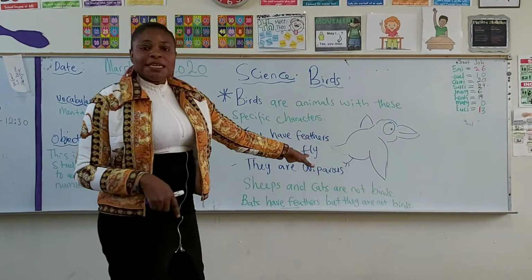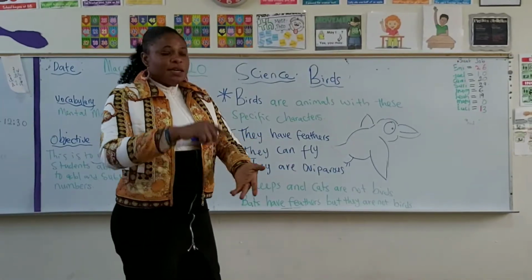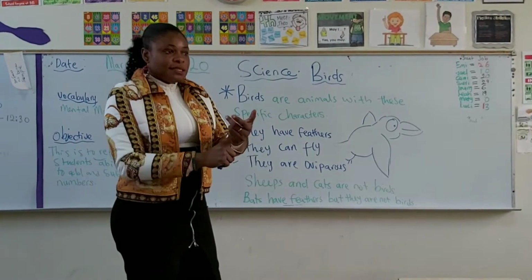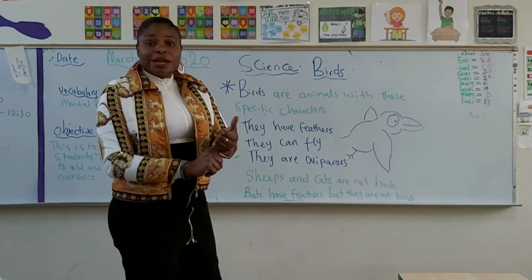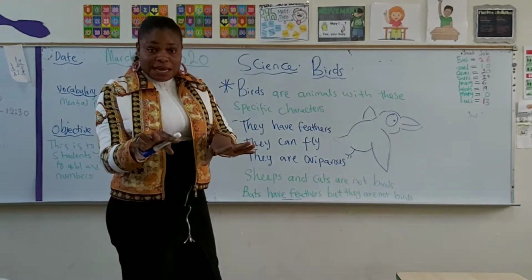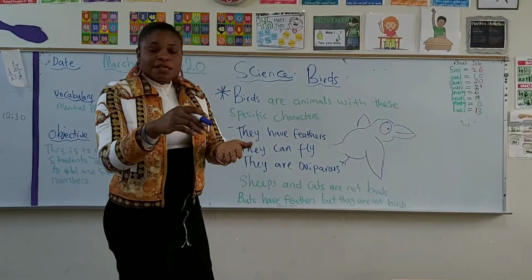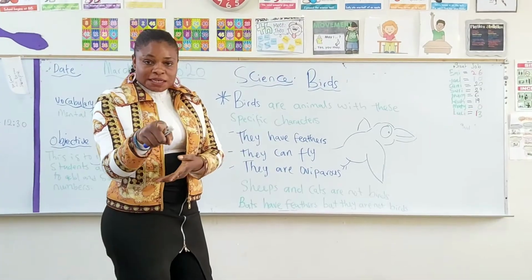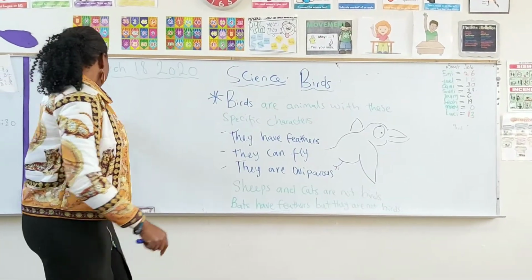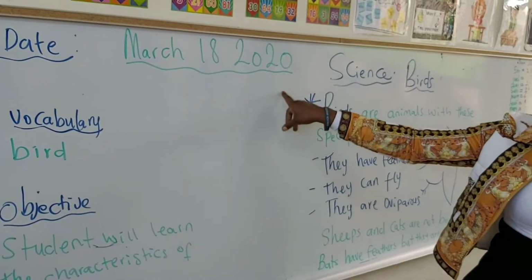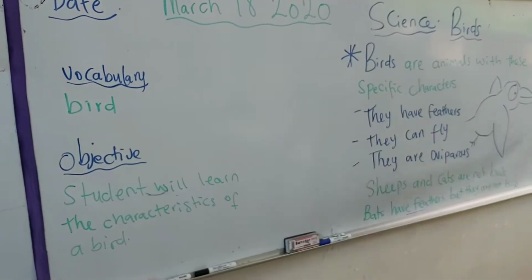Immediately after you copy this, ask these questions: Is a chicken a bird? Is a cow a bird? Is a goat a bird? Is a sheep a bird? Ask as many questions as you can. Write the questions and your answers down in your notebook. But first, you need to copy this. Remember to copy the dates, the vocabulary, and objective, and you copy these notes.